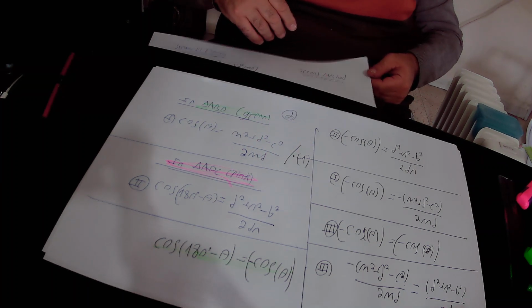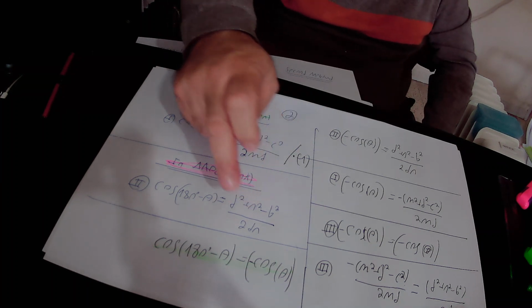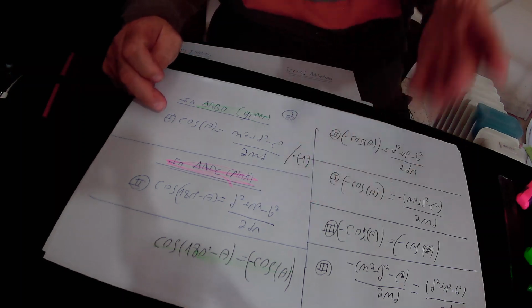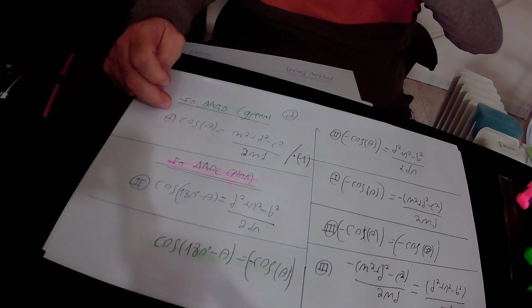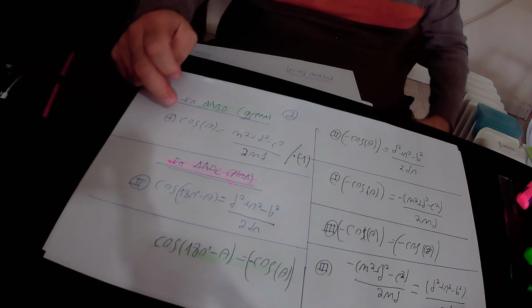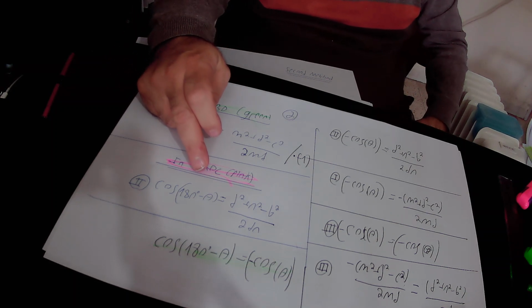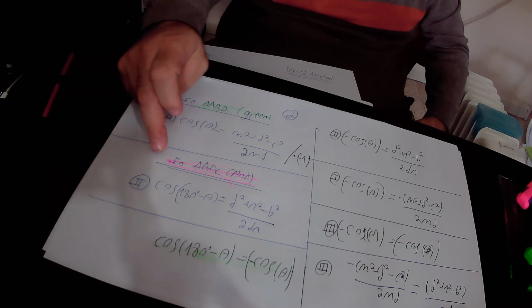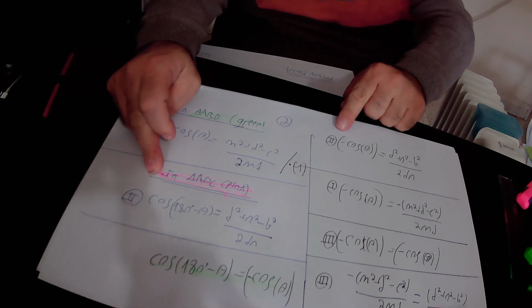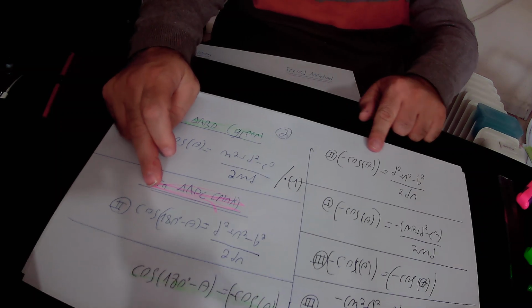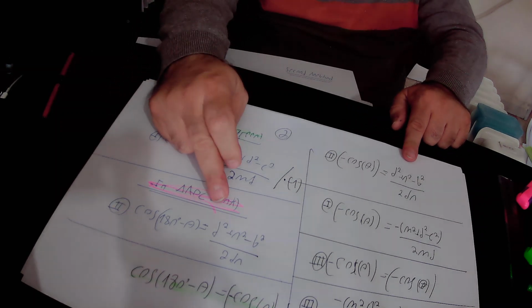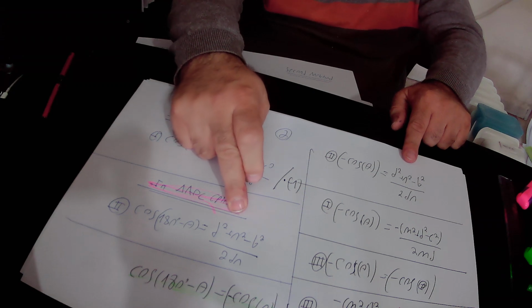We have the trigonometric identity that cosine 180 degrees minus theta equals minus cosine theta, so we used this identity and substituted cosine 180 degrees minus theta by minus cosine theta in this equation number 2. And we got that minus cosine theta must be equal to d squared plus n squared minus b squared.